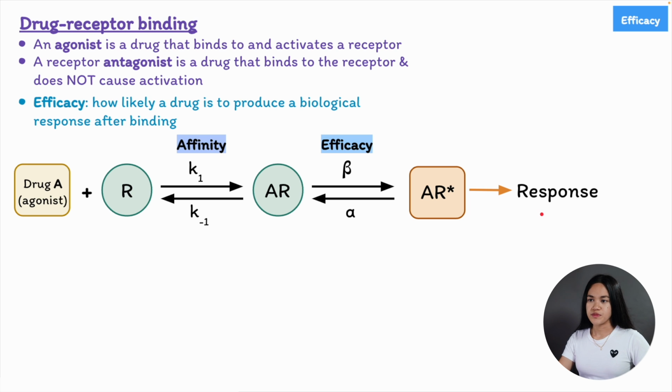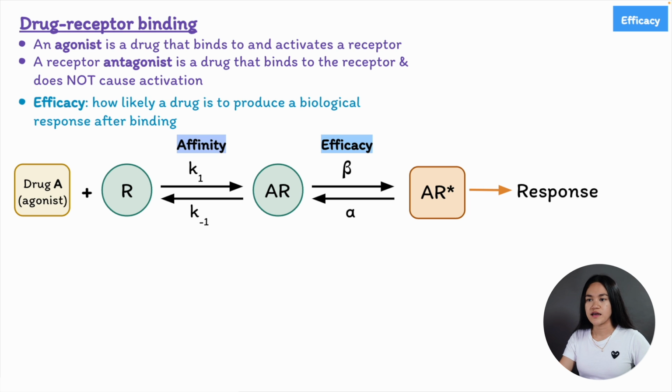Now here's the thing. The affinity of the agonist drug determines the occupation of the receptor or its capacity to bind to the receptor. All right? As we discussed earlier, affinity is measured by the KD, equilibrium dissociation constant, with an inverse relationship between KD and affinity.